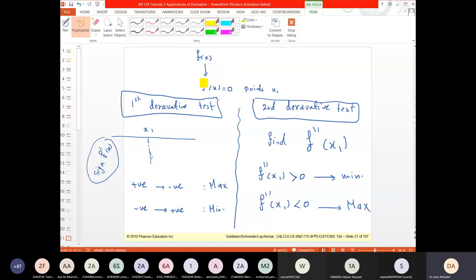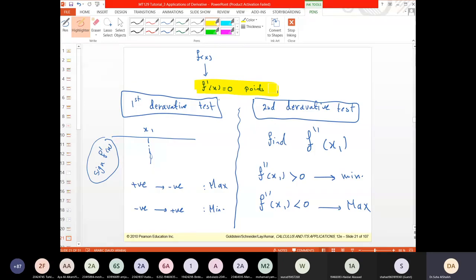The first step, where we set f dash equal to zero, is common between the two ways. Then we split: whether I want to use the first derivative or the second derivative. If I want to use the first derivative, I will draw the line and study the sign before and after. If I want to use the second derivative, I'm going to substitute the point inside the second derivative.